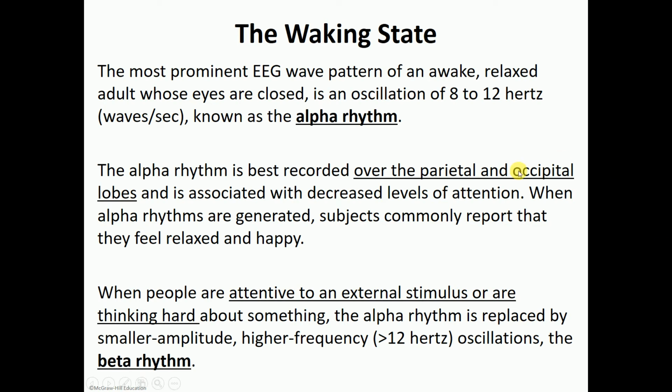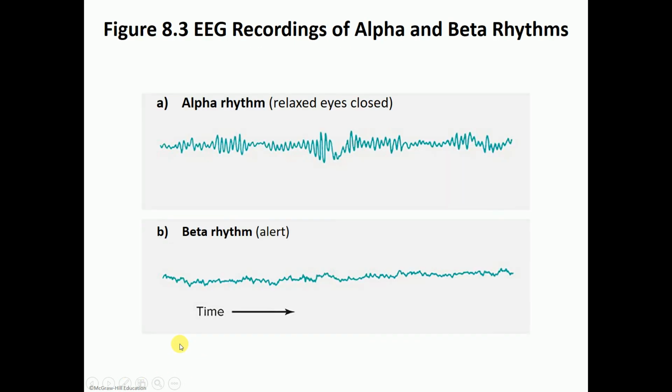Alpha rhythms, which are the ones, again, when the person is relaxed, are recorded over the parietal and occipital lobe and associated with decreased levels of attention. So you are awake, but you're not really focusing on something. They're more when you're relaxed and happy. But when you start to think hard and process different external stimuli, that is when the waves change into these beta rhythms. So we'll take a look and see what they look like.